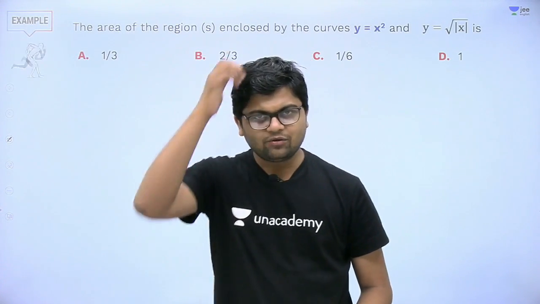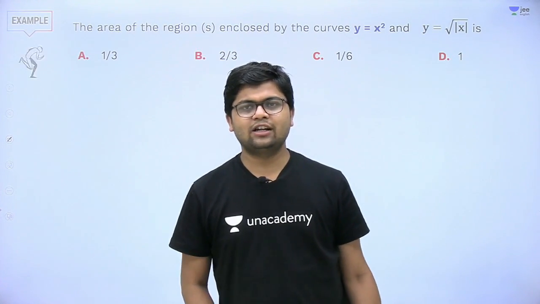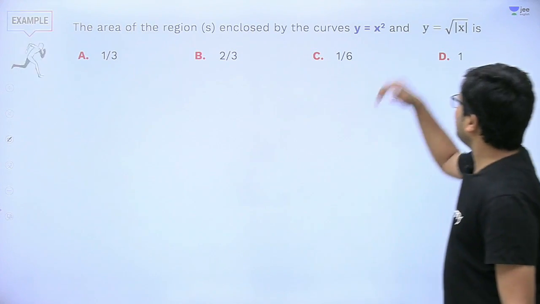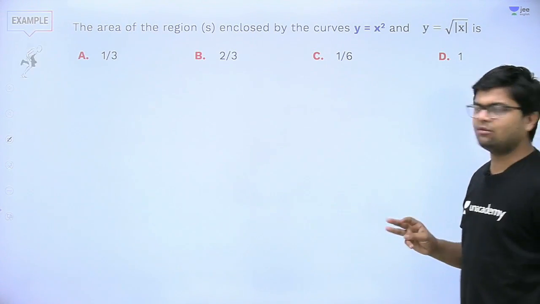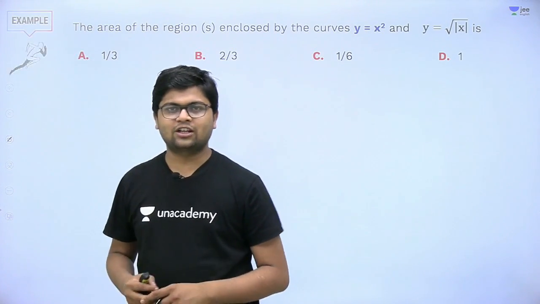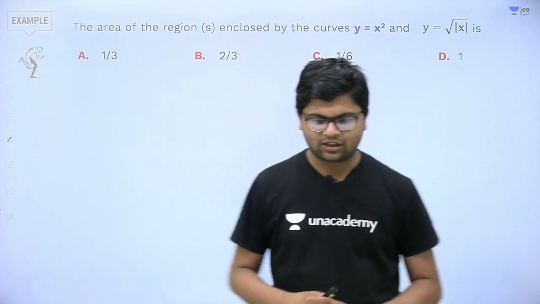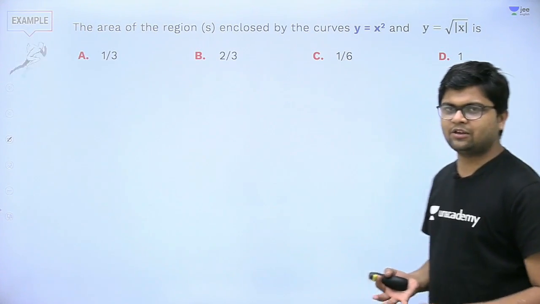Yeah, area of the region enclosed by the curves y equal to x square and y equal to square root of modulus of x. Okay, very wonderful question. As I said earlier, first plot the graph, then shade the region, and then use integration to solve. That is the simple way to solve it.